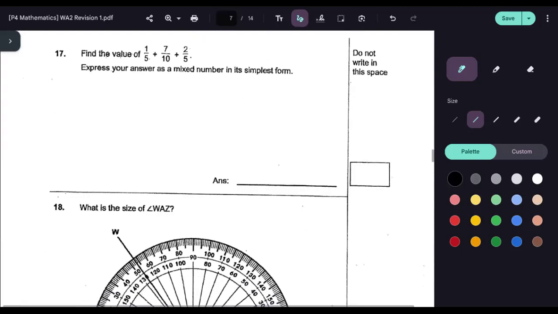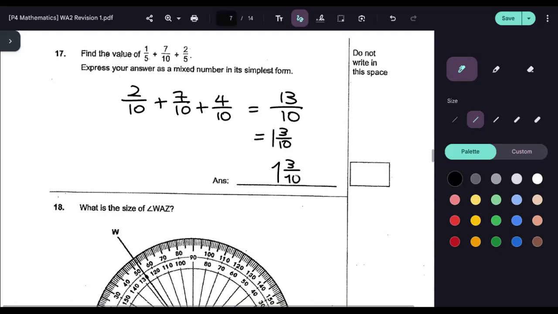Find the value of this, express your answer as a mixed number in its simplest form. Firstly, make all the denominators the same. I want to make everything 10. So it will be times 2, times 2, 2 over 10, plus 7 over 10, plus times 2, times 2, 4 over 10. Okay, something over 10, right? 9 plus 4 is 13, which will be 1, 3 over 10. That is all. Okay, it's quite simple. Alright, next.